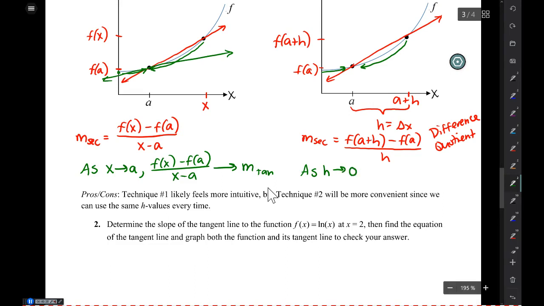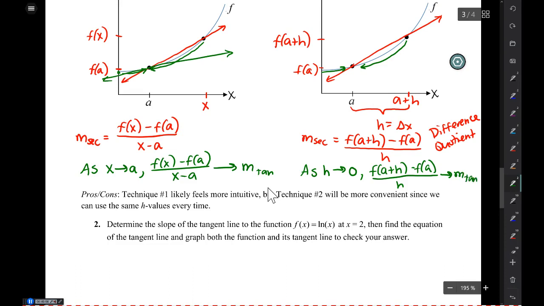Now when h is positive, I'm coming into a from the right side, and when h is negative, I'm coming into a from the left side. That is, I'm subtracting some distance to have the point on the left side, and I'm adding some distance to get the point on the right side. So as h approaches 0, this difference quotient of f of a plus h minus f of a all over h will approach the slope of the tangent line.